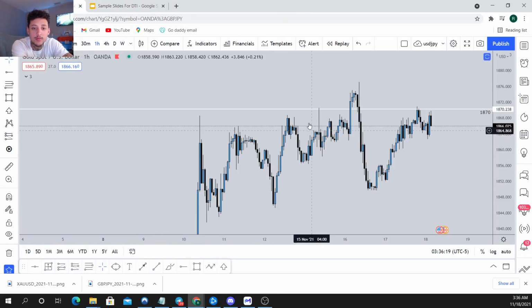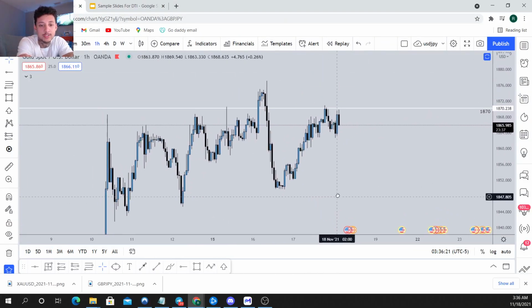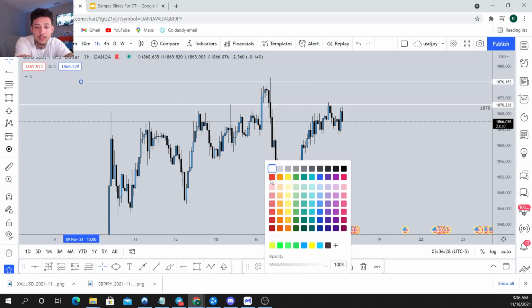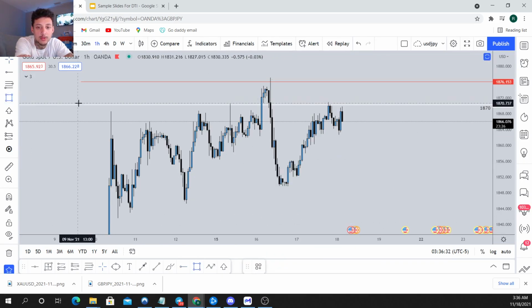So let's go look for some more examples here. What I mean by this, right? So I'm going to use this marker here, right? And we're going to make this red. And I'm going to draw a zone, which is going to be green, right?